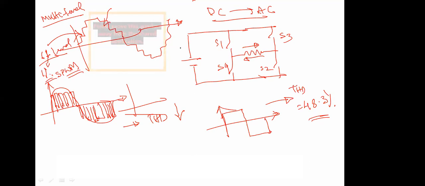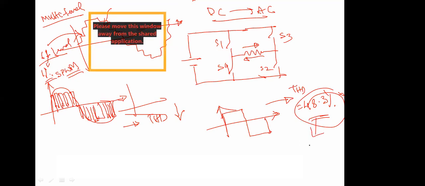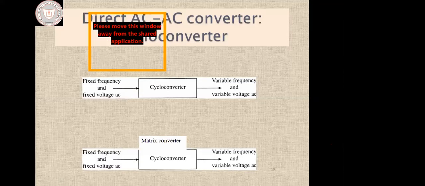So it was working like magic, right? Instead of 48.3%, we got a THD of around 1%. It was absolutely miraculous. Anyways, I disassembled the circuit again. I need to assemble it again. So we have the video of that also.